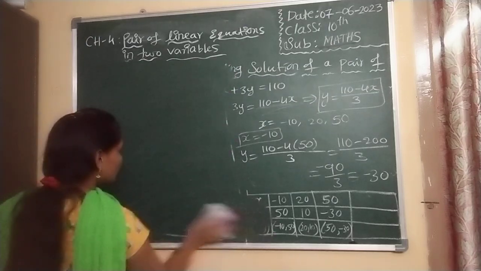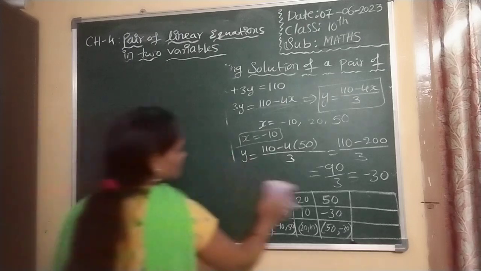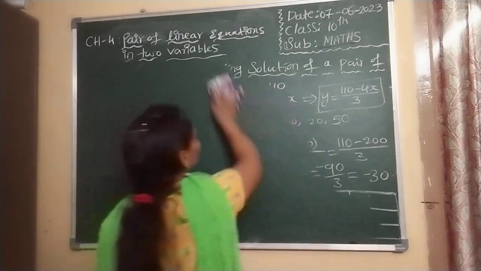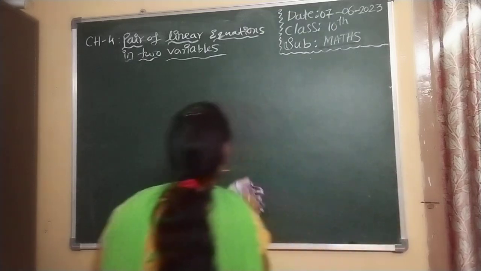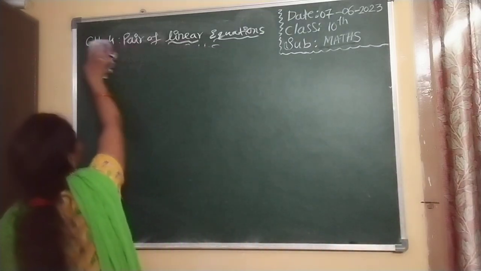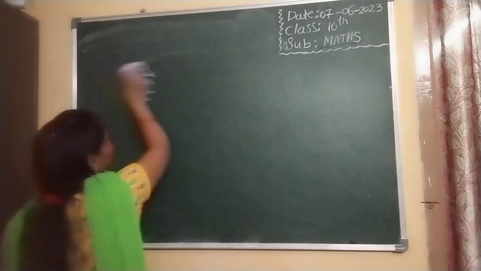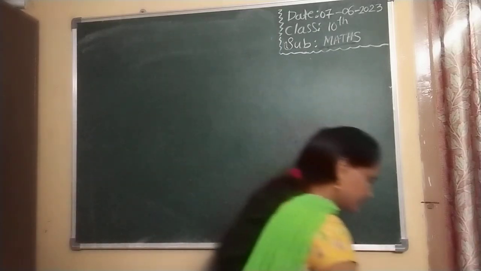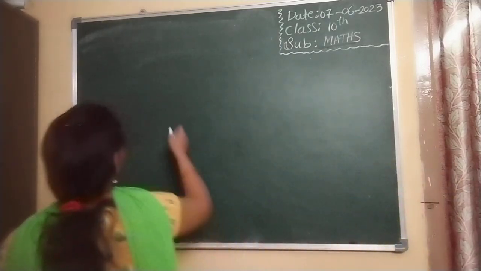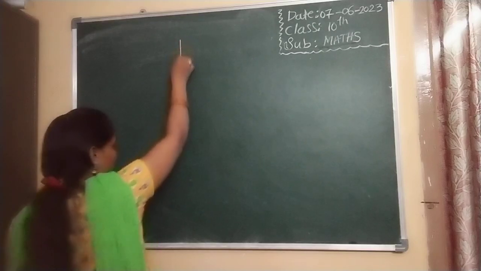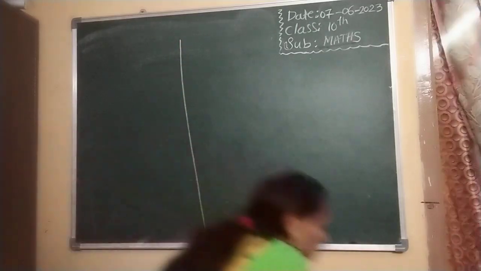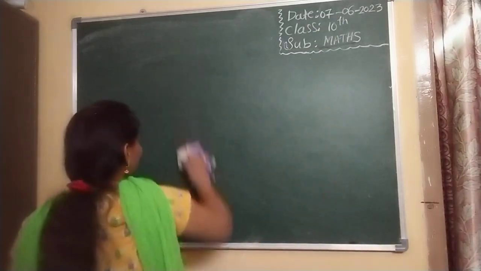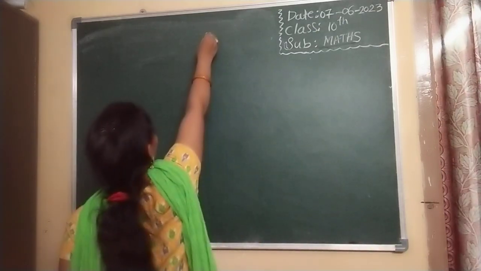So better to take 10 10. Why? Because more values are there now. So if you take 10 10, in your graph sheet better to take 5 5. It will get a nice graph. Okay. So here I am plotting a graph. By taking 10 10 only I will take.